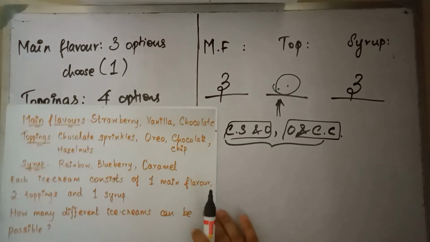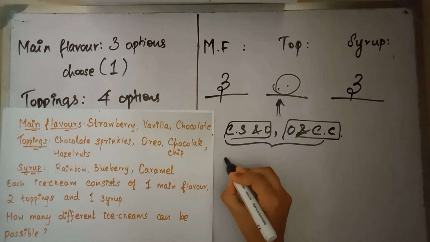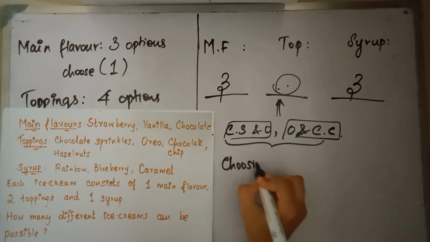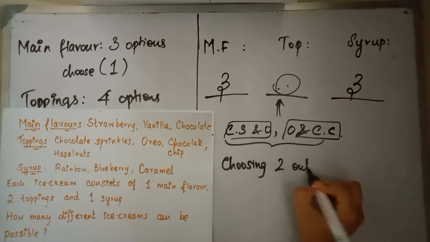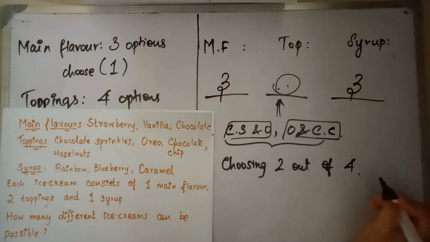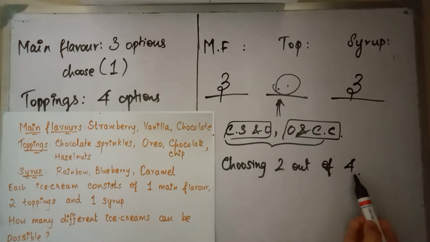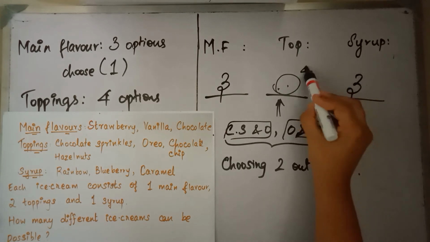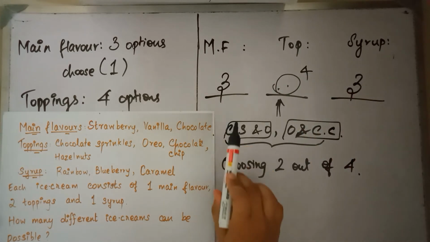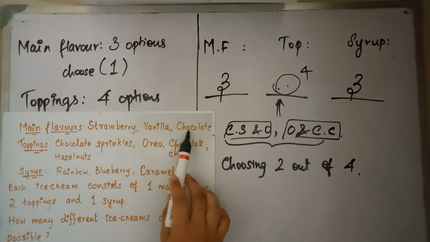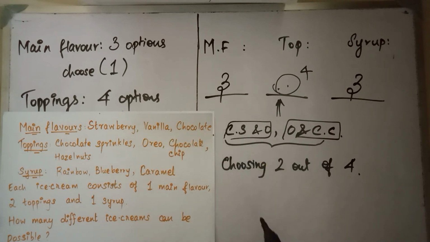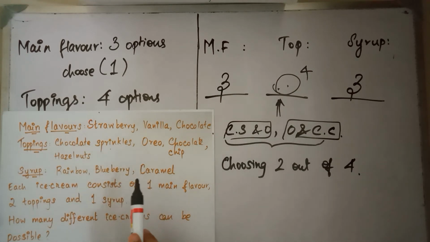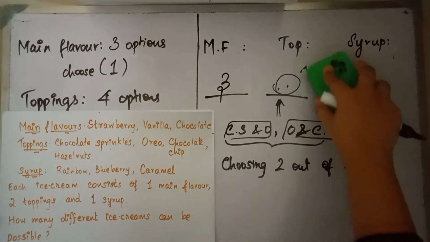So what are we choosing? We are choosing 2 out of 4. Now let's just say we have to choose only 1 out of 4. Then I can easily write 4 over here because that's the case over here. We have to only choose 1 out of 3. So we have written 3. We have 3 different options. But in this case, it's different because we can choose 2 combinations out of 4. So how do we find out the number of options over here?